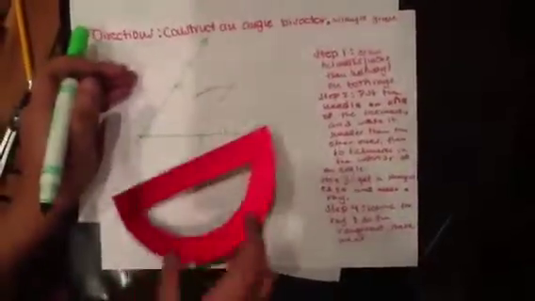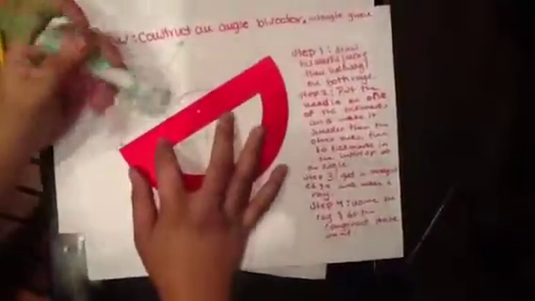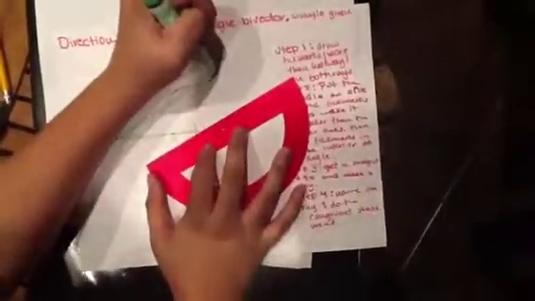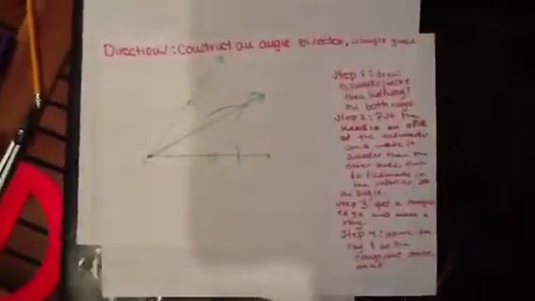Now, get a straight edge and draw a ray from point B. Next, we're going to name the ray and do the congruent statement.